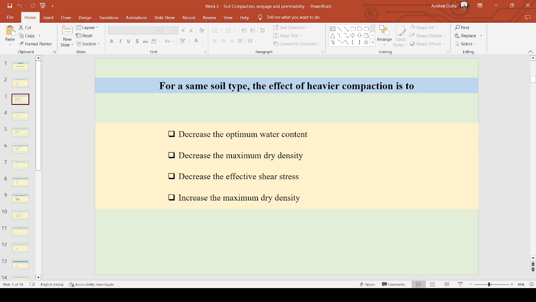For the same soil type, the effect of heavier compaction is to, the options are decrease the optimum water content, decrease the maximum dry density, decrease the effective shear stress, or increase the maximum dry density. This is a multiple select question, so more than one option might be correct. And next question.